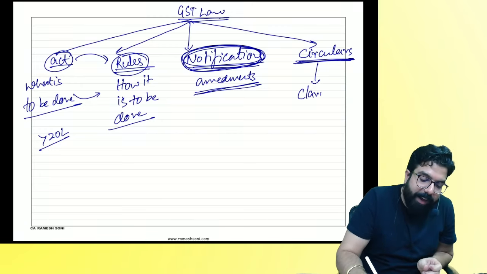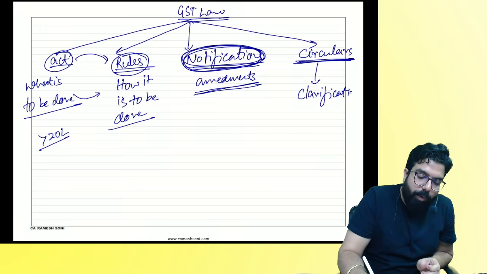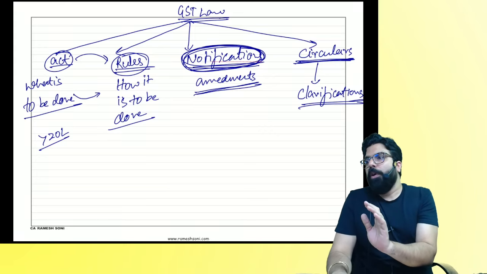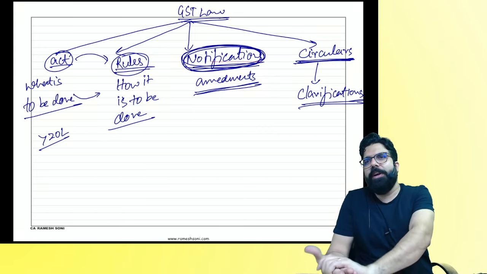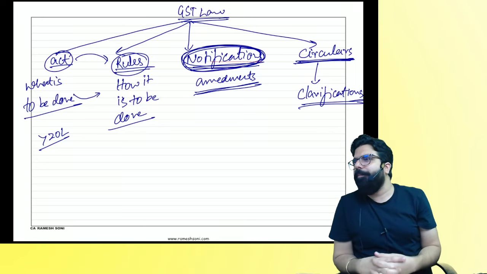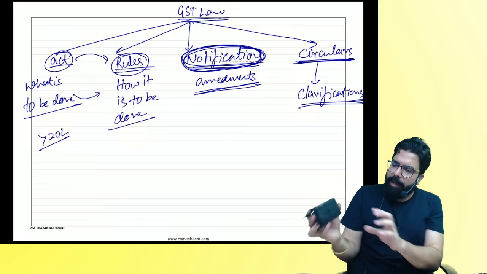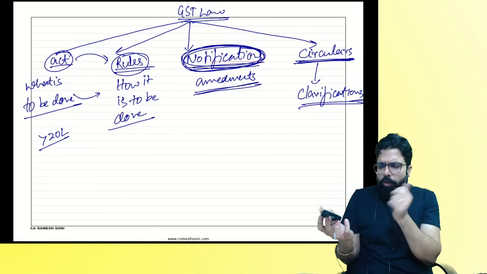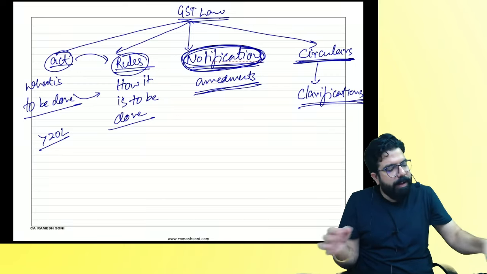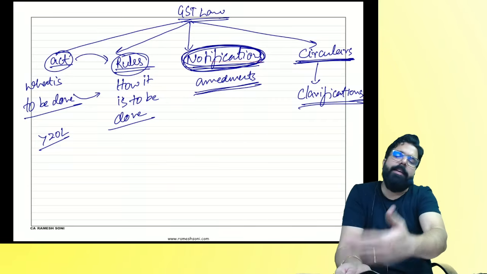Circular means whenever the government issues a clarification, if the clarification is issued before 30th of April, that can still be applicable to you. What is a clarification? Whether the GST rate on this item will be 18 or 28. Sir, I am not able to understand. So the government will clarify whether, when I am selling this item, GST will come or not.